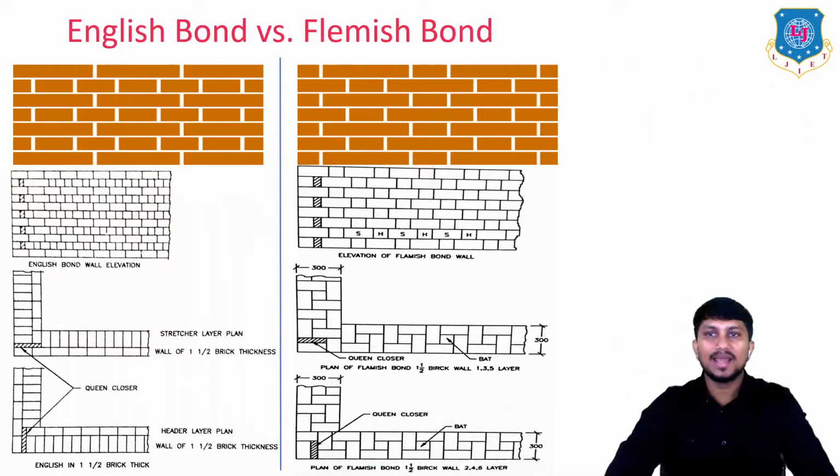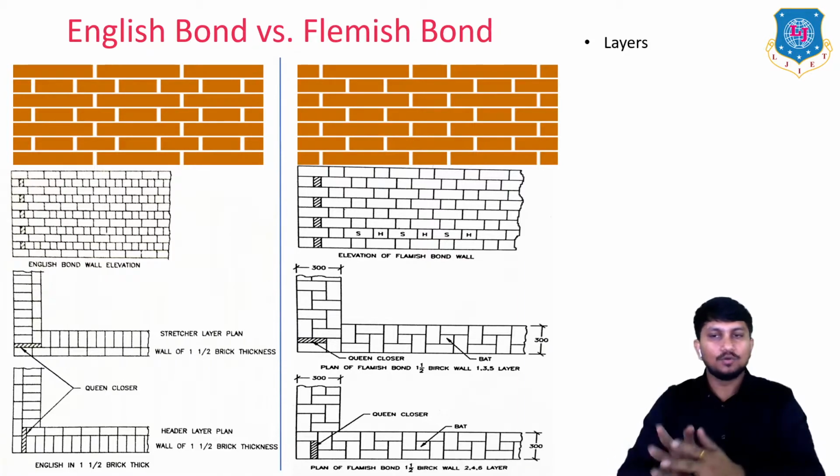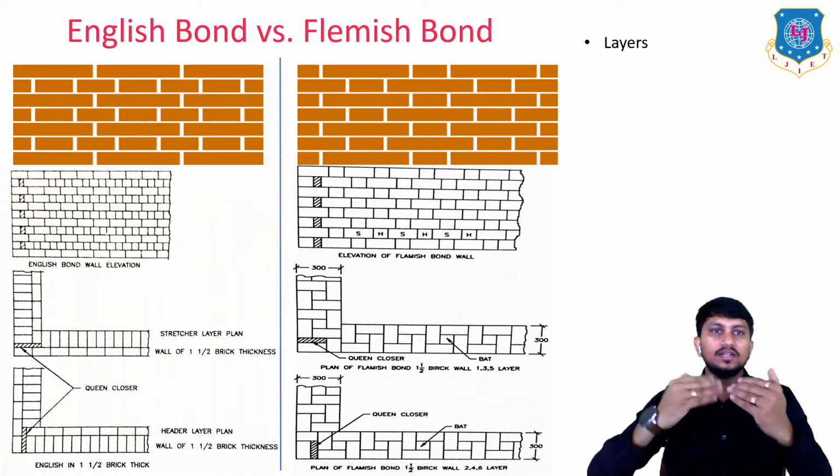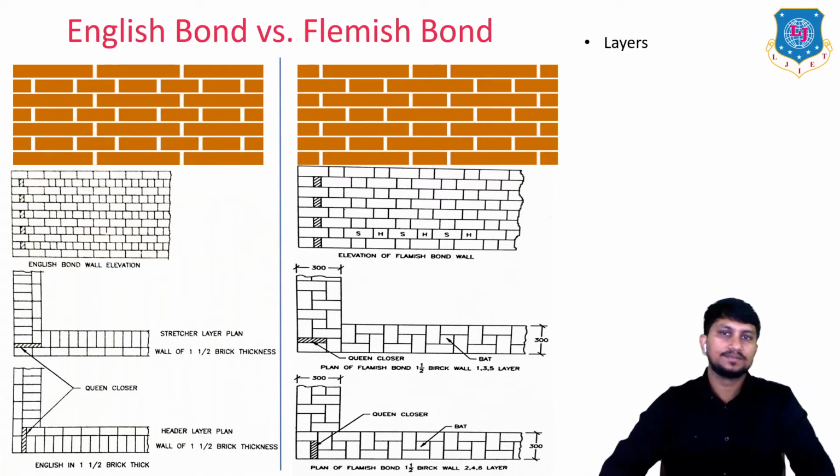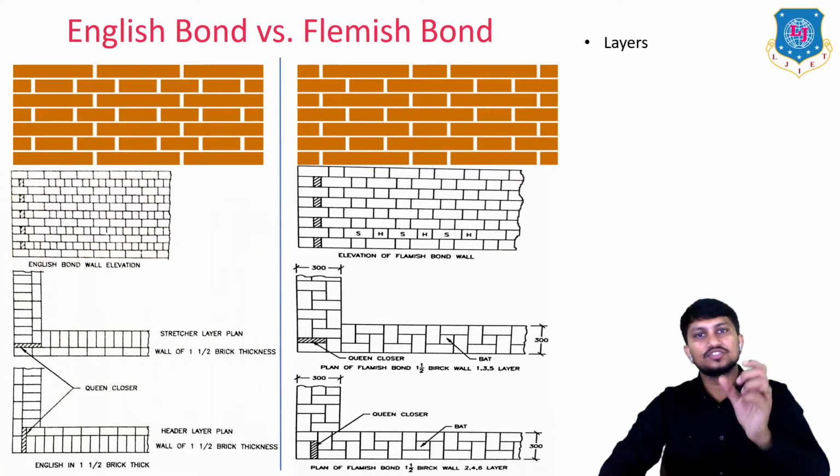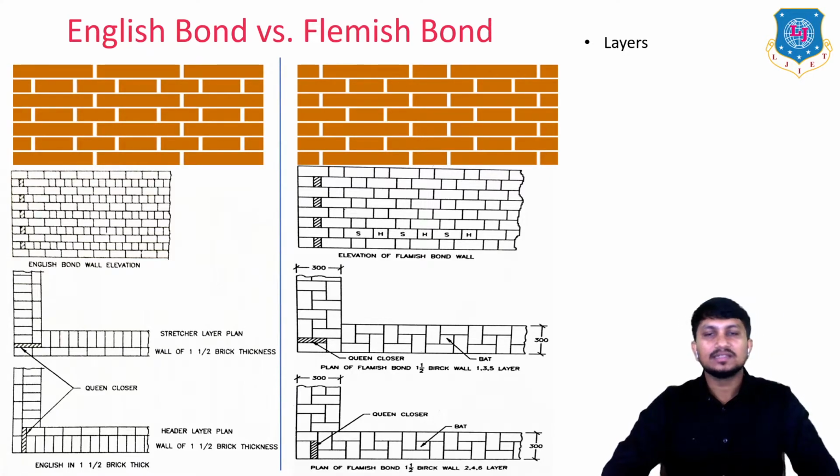Now let's compare the English bond with Flemish bond. Okay, these are the formation, or you can say plans, of English bond and Flemish bond. First of all, we will compare the layers. In English bond, alternate layers are made with stretchers and headers, while in Flemish bond, each layer is made with alternate stretchers and headers. Okay, this is the difference between English bond and Flemish bond by means of layers.